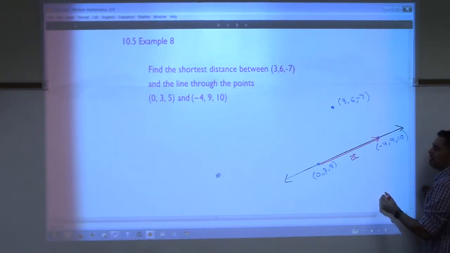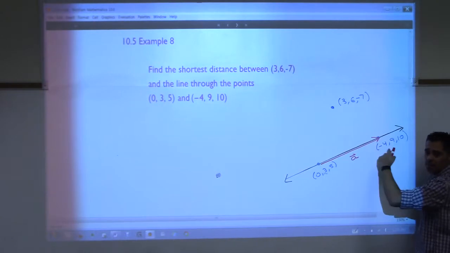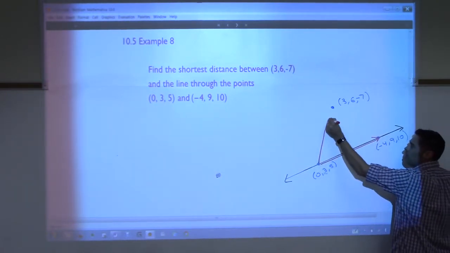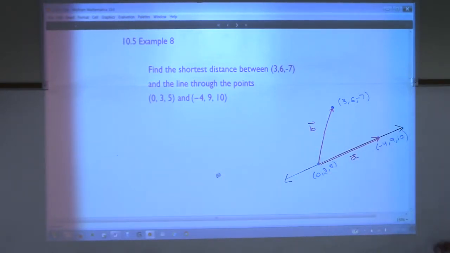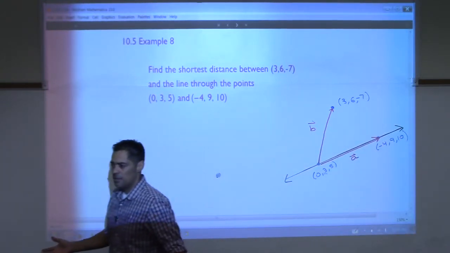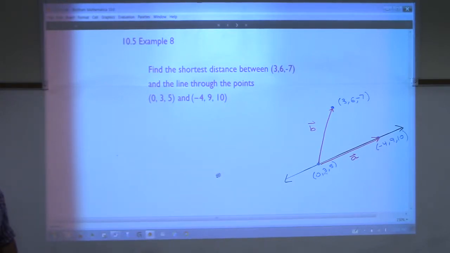And then I need another vector which goes from any point on this line to that point. And so how about this one? That okay with you if I do this one? That's B. And once I know what those two vectors are, I'm going to cross them, take their magnitude, and divide by the length of A, and I'm done. That numerical answer is the shortest distance between that point and that line.